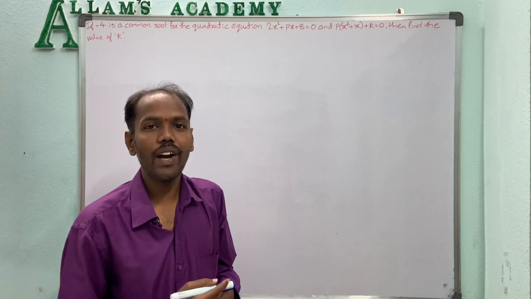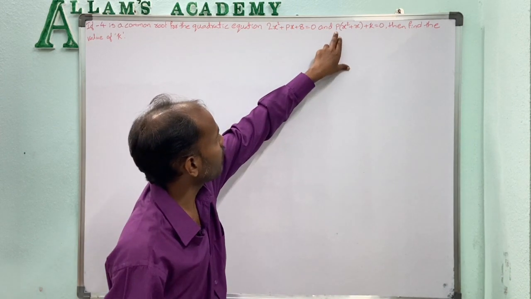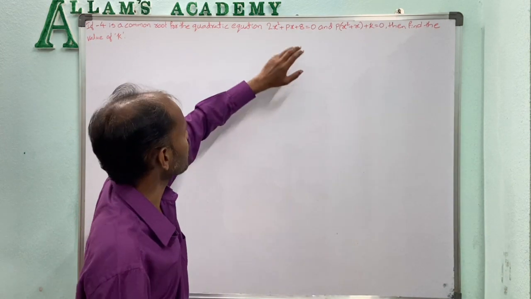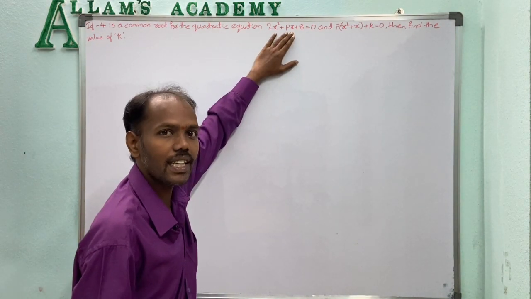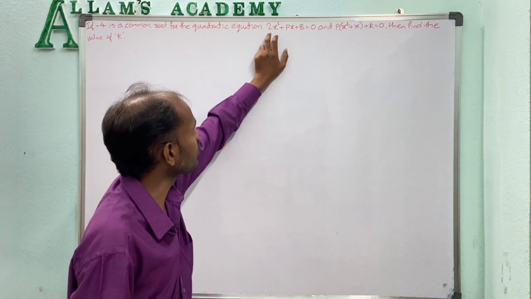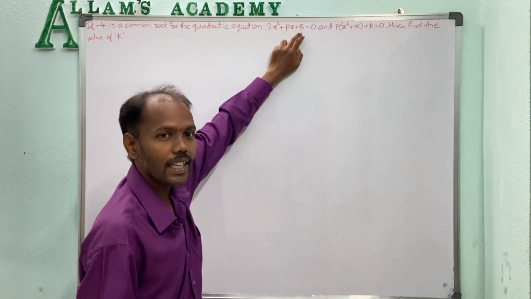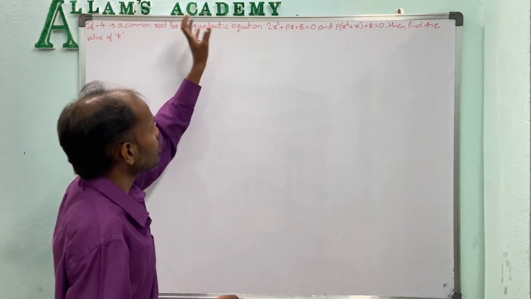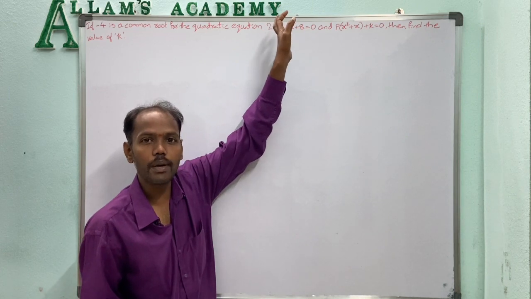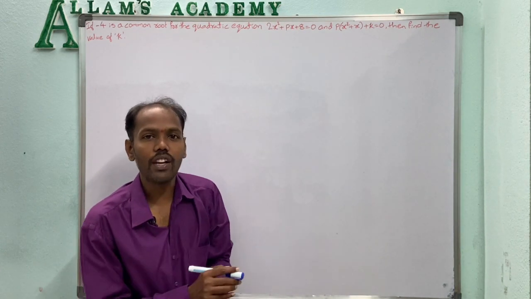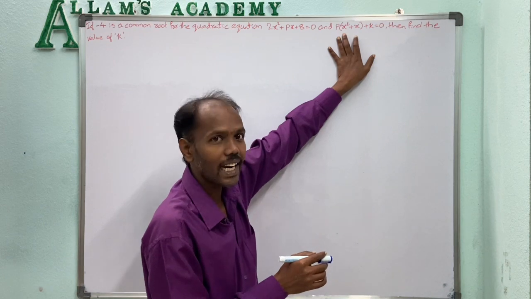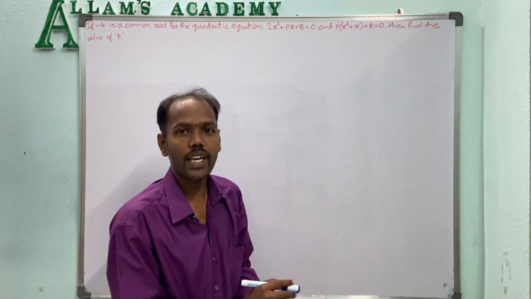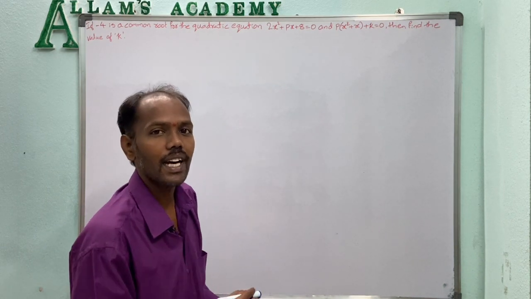So for finding the value of k, first we want to find the p value. For finding the p value, we take the first quadratic equation, 2x square plus px plus 8 equal to 0, for which minus 4 is the given common root. If we substitute that minus 4, we get the p value. Then we substitute that p value here, and the common root too, and we get the value of k. In this manner we find the k value.